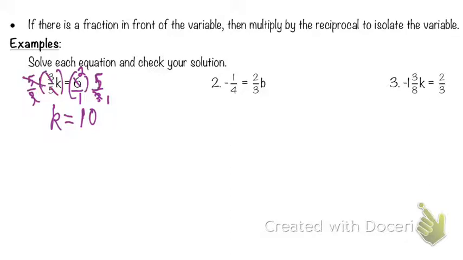All right, let's look at number 2. Negative 1/4 is equal to 2/3 b. Is there a fraction in front of the variable again? Yeah, so what's it say to do? Multiply by the reciprocal. Okay, go ahead and do this now on your own. When you have it or have questions, raise your hand.